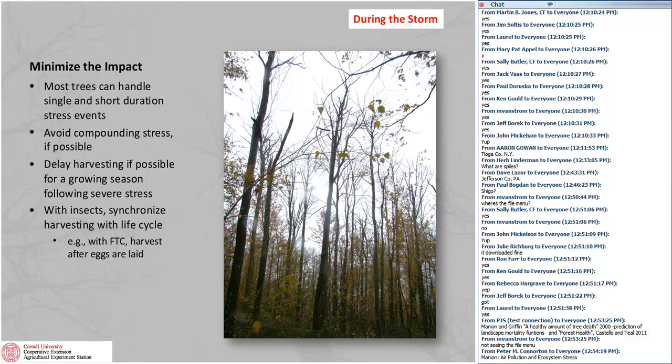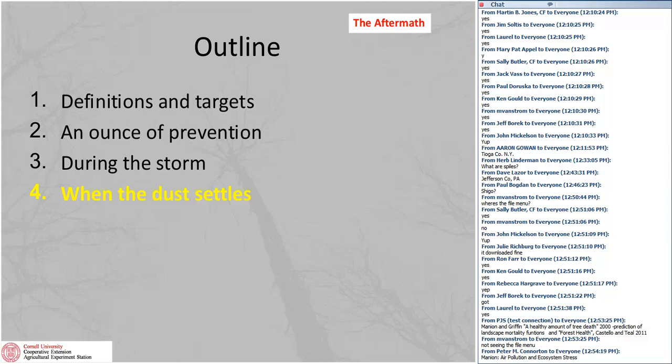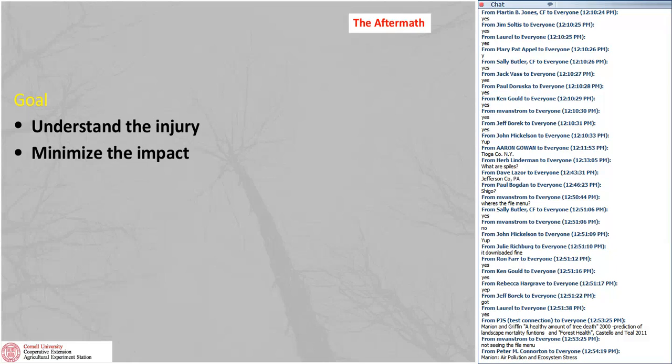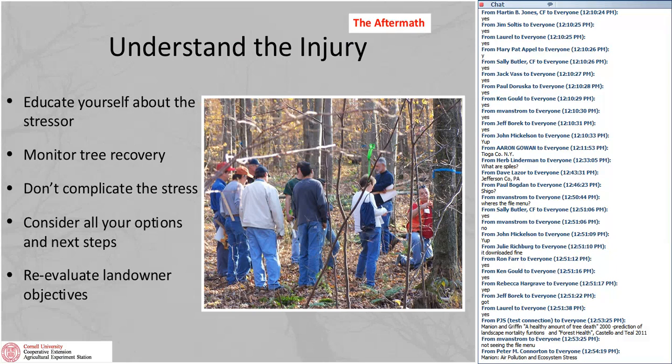All right, so after the dust has settled in the aftermath, we're trying to understand the injury, minimize the impact, and then I'll say also we want to prevent this from happening in the future. So we talked about education. We want to monitor the way the trees are recovering. Don't complicate the stress, and I say that in the context of interacting stress events. Consider all of your options and what those next steps are. And as a landowner, or working with landowners, reevaluate what your objectives are.